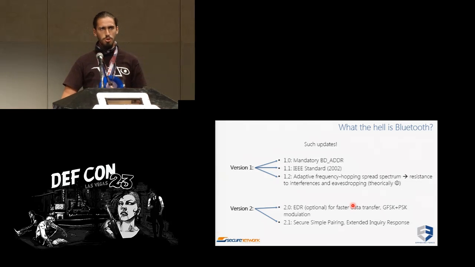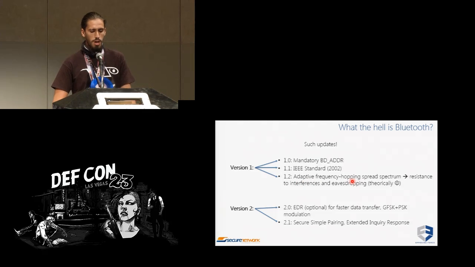Okay, there have been many updates regarding Bluetooth, from version 1 up to now, version 4.2. First of all, they introduced the physical address for Bluetooth in the first version, because obviously you cannot target a Bluetooth device without knowing its address. Then it became an IEEE standard in 2002 with version 1.1. Then they introduced adaptive frequency hopping spread spectrum, in order to make it robust and resistant to interference and eavesdropping. Well, theoretically, after that, once people knew how it was made, it was not so simple, but it was possible to eavesdrop on a Bluetooth communication.